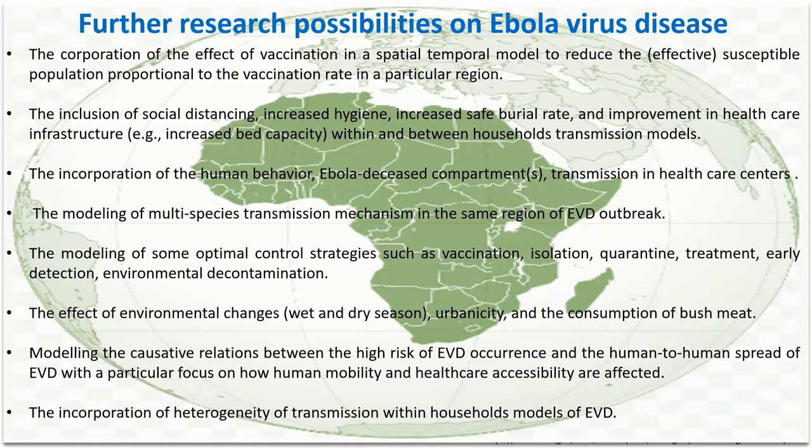It's also good to consider the consumption of bushmeat. How does the consumption of bushmeat affect the spread of Ebola virus disease? Then also, it's good to consider heterogeneity of transmission within the household model. For example, within the household, you can have very close family, you can have relatives. It's also very good to consider friends and relatives of someone that is infected, their dynamics too, because of caring for someone that is infected.